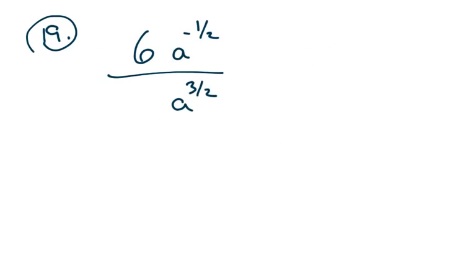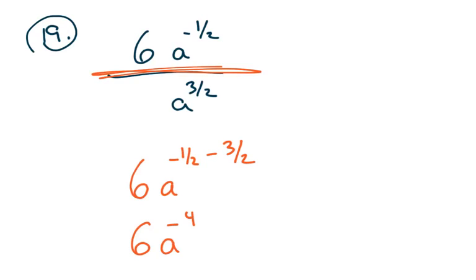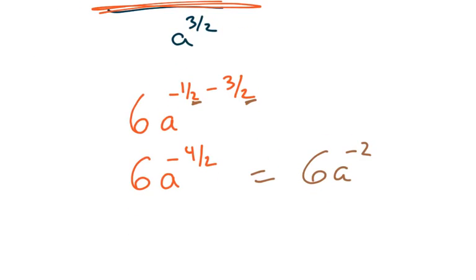And number 19, when we divide, we're subtracting. So this is actually 6a to the negative 1/2 minus 3/2, which gives me 6a to the negative 4/2. Again, similar to the last problem, the denominators are the same. So we just add the numerators, or we do -1 plus -3, or -1 minus 3. This becomes 6a to the negative 2. Now be careful here. Only a is being raised to the negative 2, so this is also 6 over a squared.